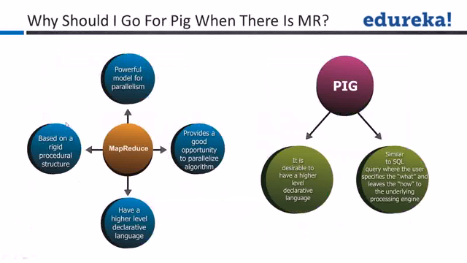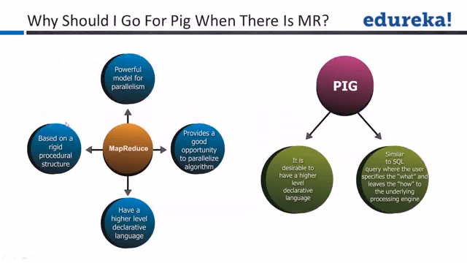Now, it is based on a rigid procedural structure, right? We've seen the MapReduce programs that take some time to write. MapReduce also has a higher level declarative language, as we saw. We did it in Java, and it can be done in Python, Ruby as well. So it uses a higher level language.